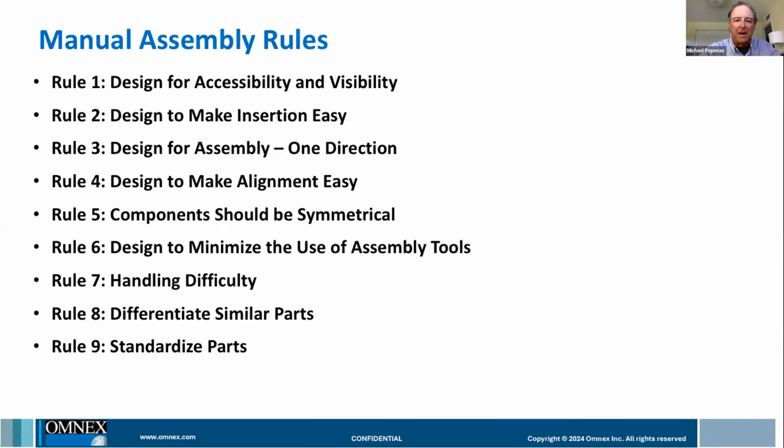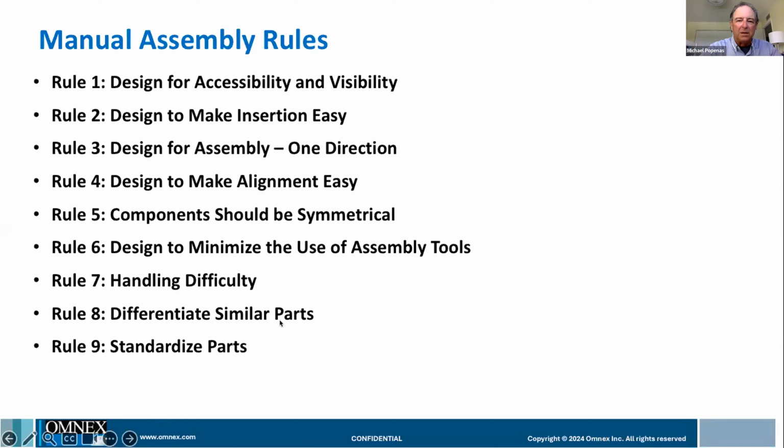Driving it even further now to manual assembly. These will sound somewhat familiar. Rule 1, design for accessibility and visibility. Rule 2, insertion easy. 3, can we assemble in one direction, come in from one side, not lift up, over, behind? Which then leads to 4, alignment. Make that easy. Symmetrical. Minimize the use of assembly tools, as we've been saying a little bit earlier. Parts easy to handle. Make sure parts that are the same are absolutely the same.